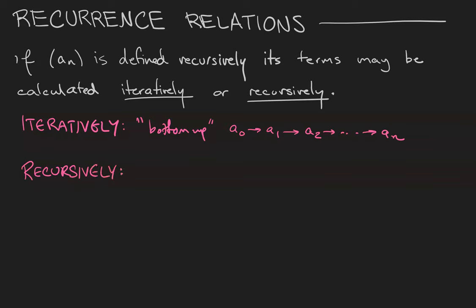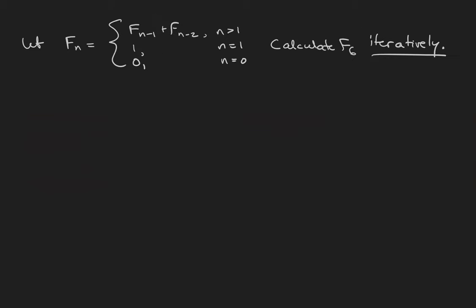In a recursive calculation, we'll calculate from the top down, starting at our desired term an, and then applying the recursion until we arrive at the given values of the sequence. Let's try it using the Fibonacci sequence. Remember, the Fibonacci sequence is defined where the terms are the sum of the prior two terms. The first two terms are 0 and 1.